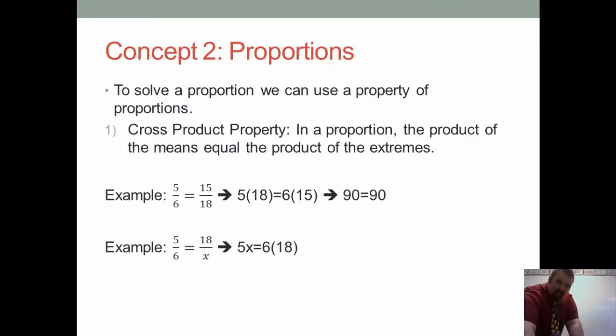This top example here is just to show you that the cross product property works. If I have 5 to 6 equal 15 to 18, these are equivalent ratios, first of all, so I know it's true no matter what. I do the cross product, and I find out that I get 90 equals 90. Another true statement. Cross product property works always for proportions.